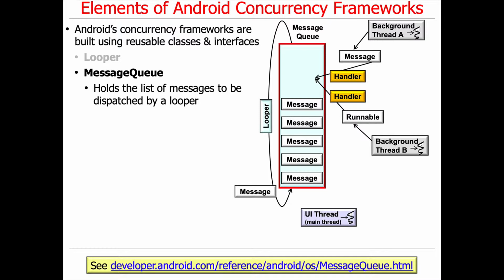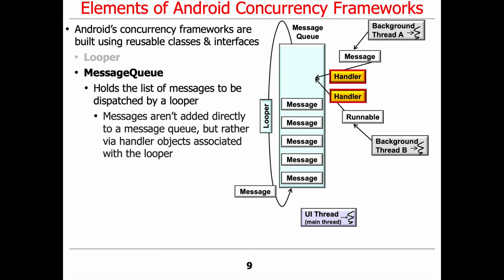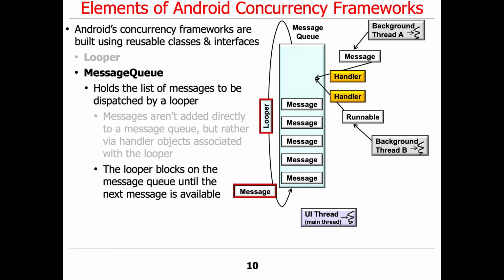The message queue itself is essentially a doubly linked list that holds the list of messages that are to be dispatched by the looper that's associated with that message queue. Messages are never added directly to a message queue, but instead, there's something called a handler object that's associated with the looper, and that's what's used to actually enqueue the messages onto the message queue. And we'll talk a bit more about handlers in just a moment.